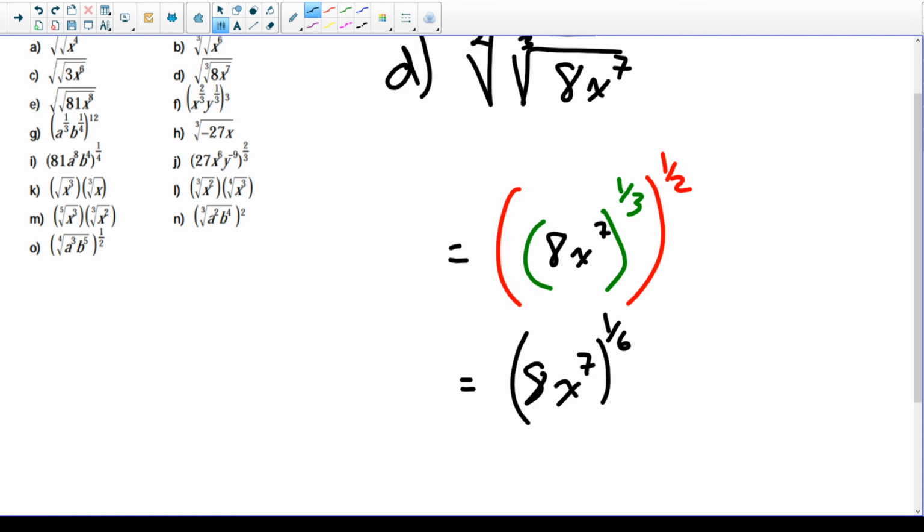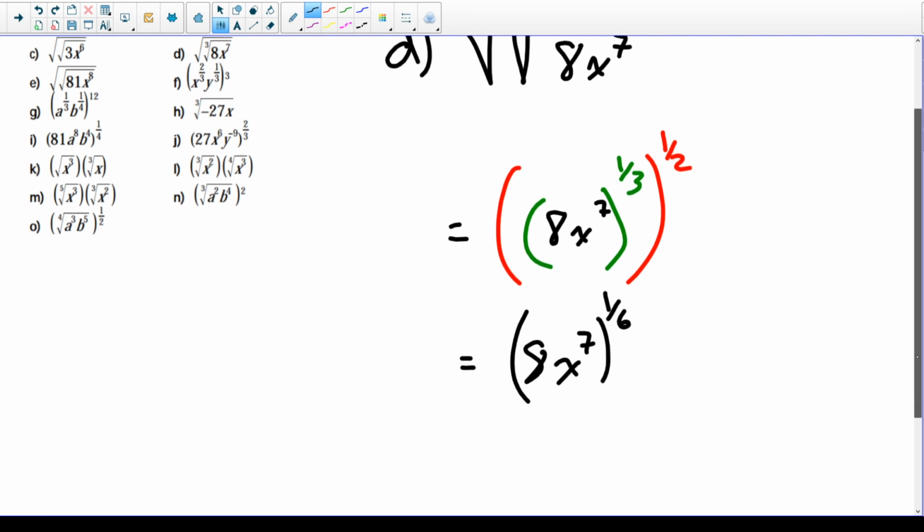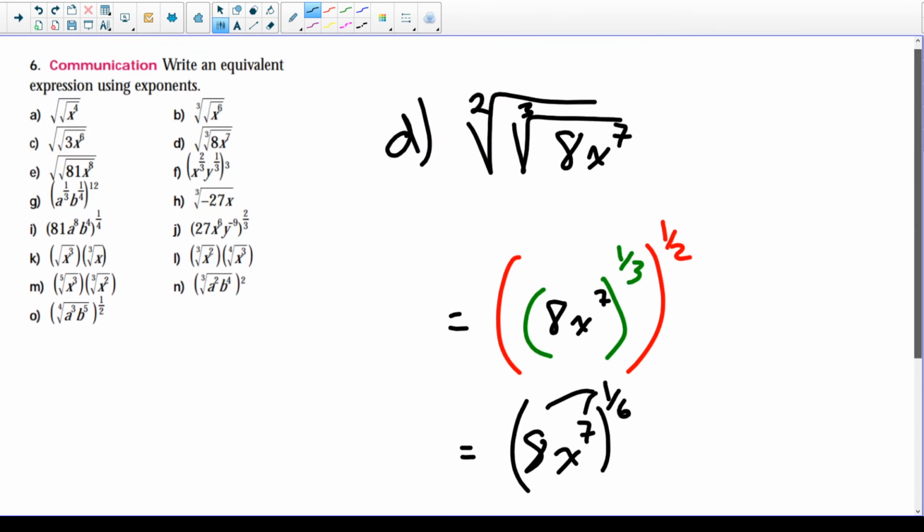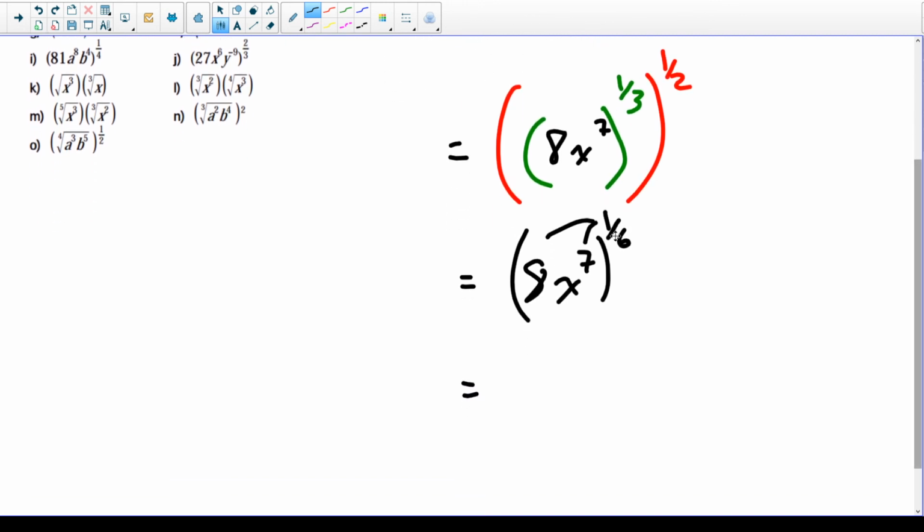Now, we could potentially leave it like that. But you can also bring that power in. Doesn't really help us much though, because the 1/6 power of 8 is not a nice number. Okay, and what the question asked us to do, if we go back up, is write an equivalent expression using exponents. Well, have we not done that?